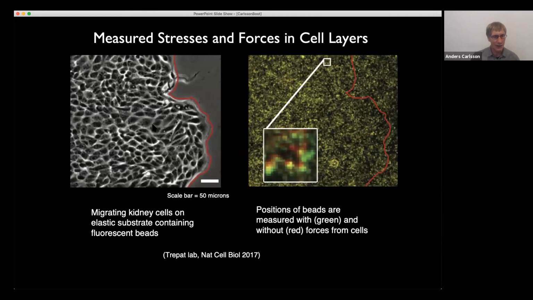So here is a layer of cells with a boundary here. And this was, again, done using fluorescent beads. Here you can see the beads. The red ones are the ones with no force, and the green ones are the ones with force. And you can see that here, red going to green, and here's some overlap. You can see that there is a displacement. You can also see that it might be hard to measure it that accurately, and that's the case with these systems.